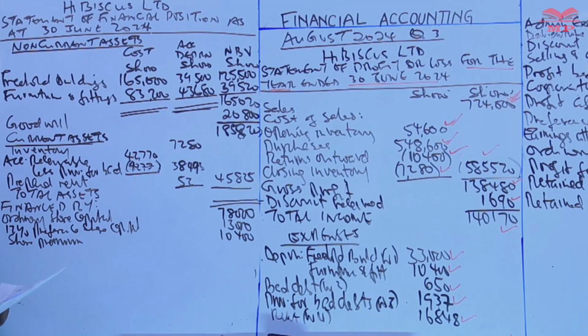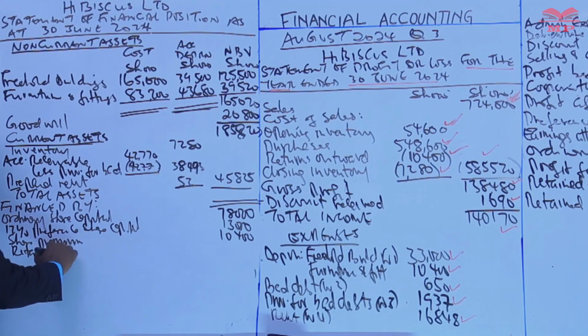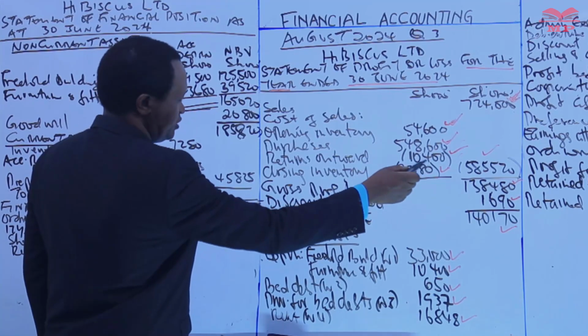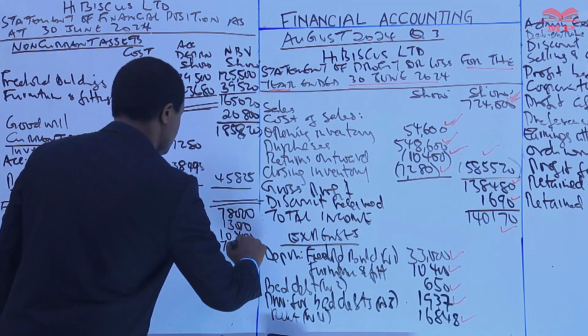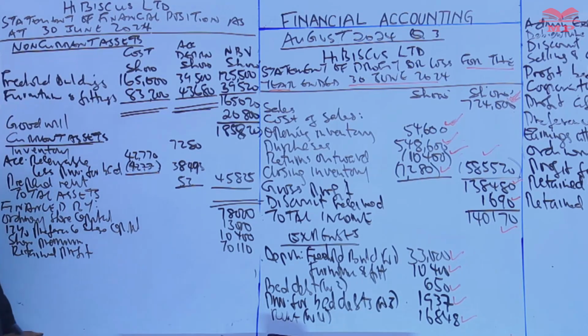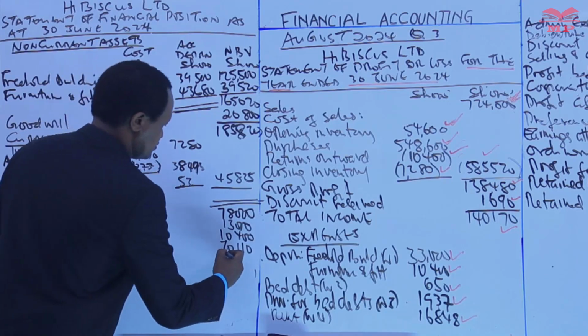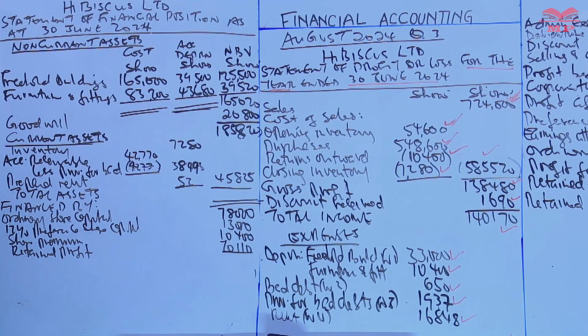Next we have the retained profit from the profit or loss account. That retained profit of 70,110. The retained profit is part of our shareholders' equity. So how much is this total? These are capital. 231,645.